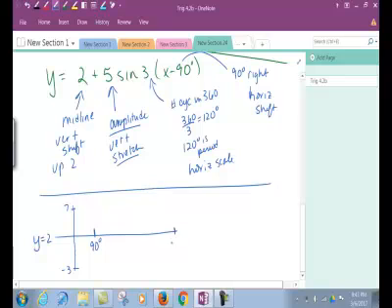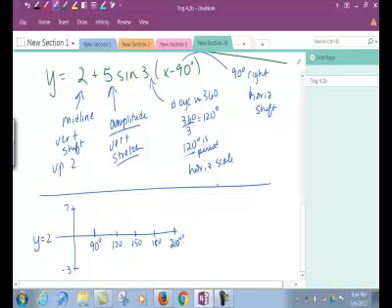Now I need to find out where I end, and so now I'm going to go back and look at this 120, and I'm going to add 120 to 90 and get 210. And this means that I'm going to have one cycle of the sine curve between 90 and 210. All right, so here go the midpoints. 90 and 210 divided by 2 is 150. 150 and 90 divided by 2 is 120, and 150 and 210 divided by 2 is 180.